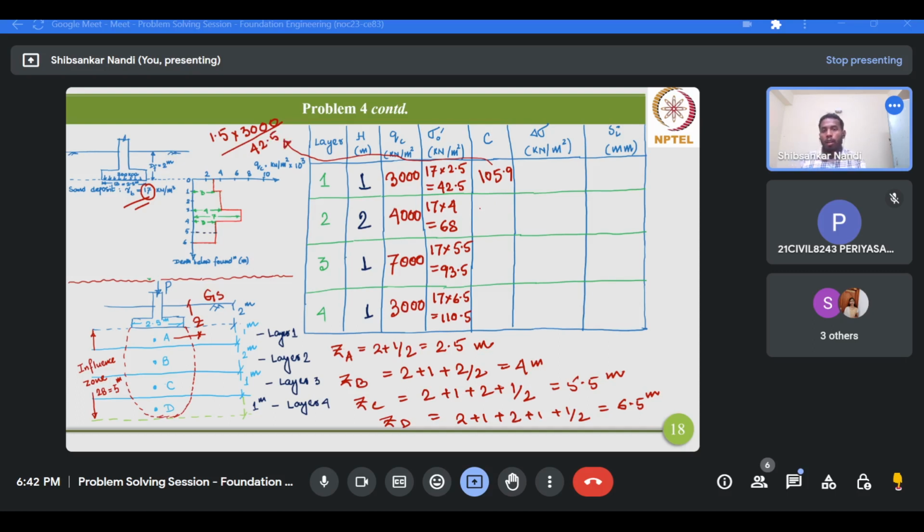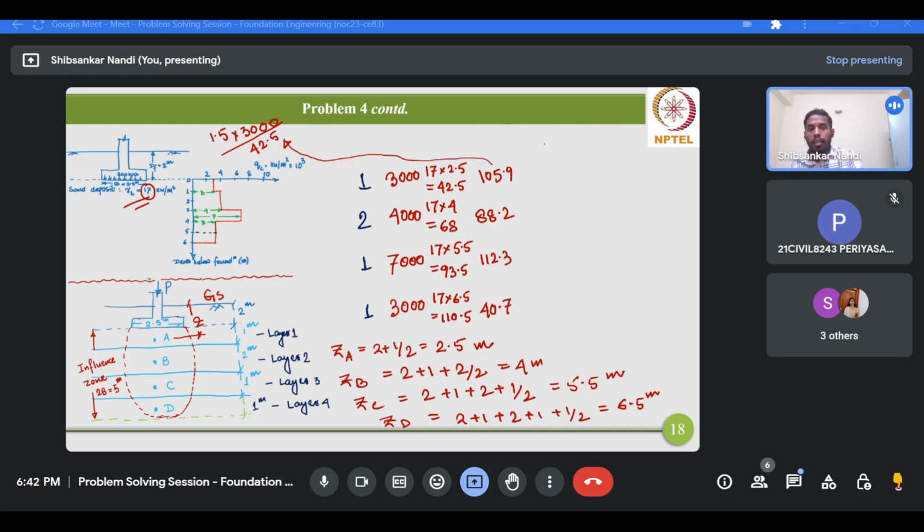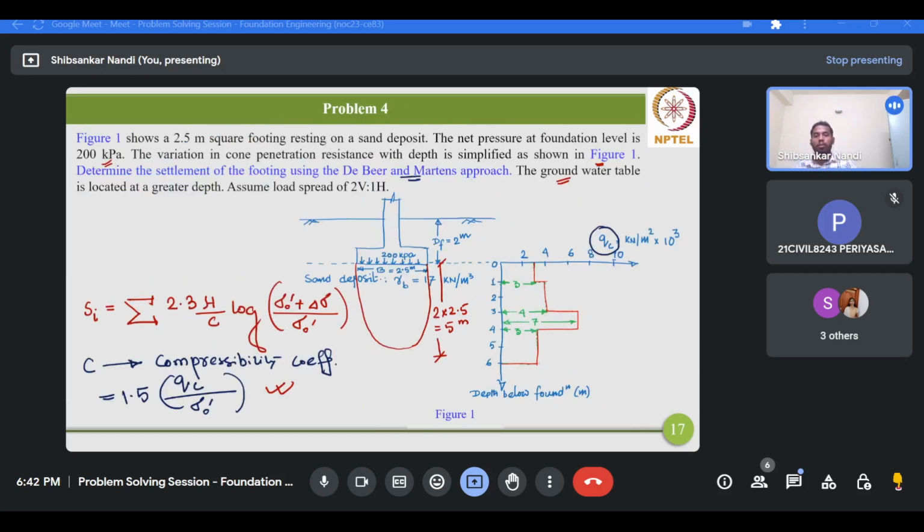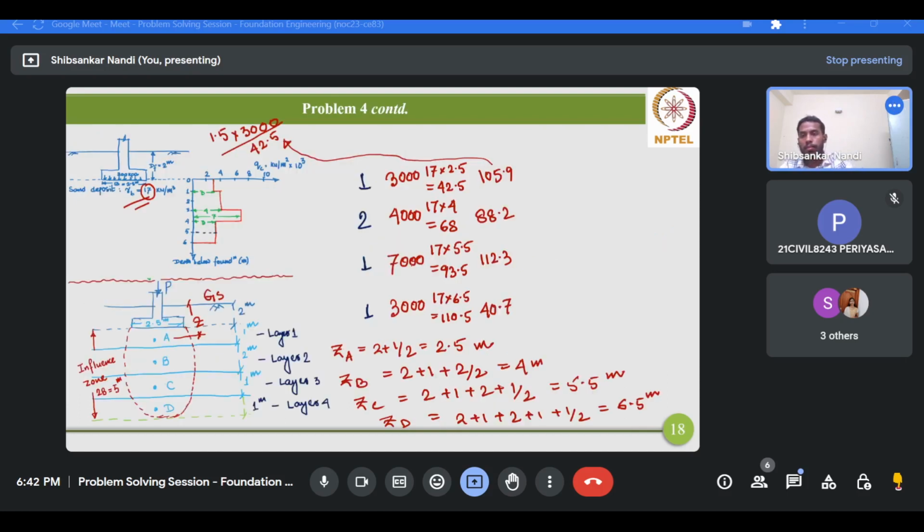Okay, so similarly you can get the compressibility coefficients for other layers as 88.2, then 112.3 and 40.6. So we have got the compressibility coefficient as well. Now the only entity that we have to obtain is the additional stress increase, and again for that additional stress increase you have to consider a vertical stress distribution.